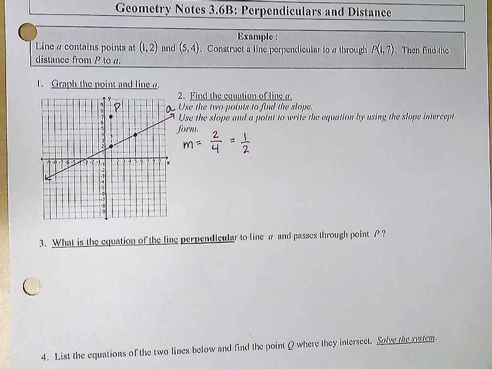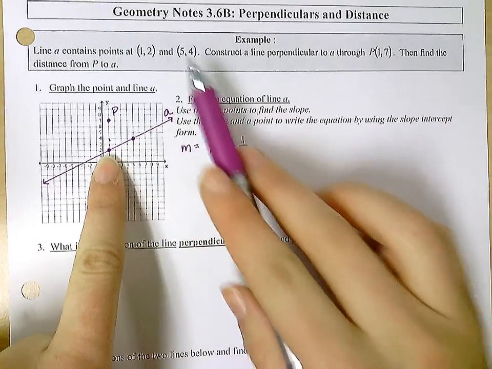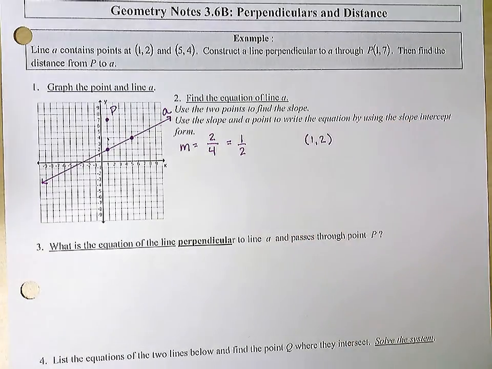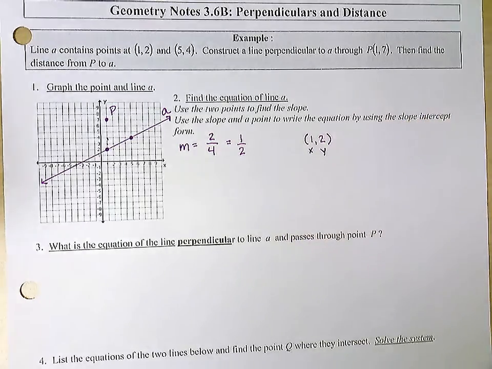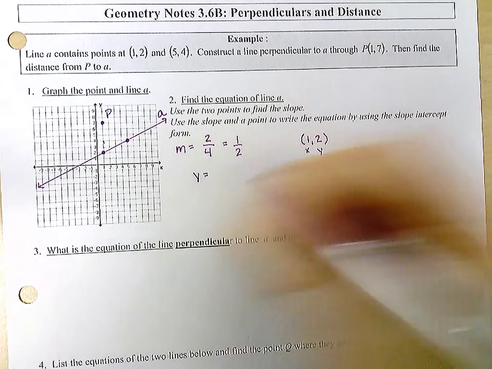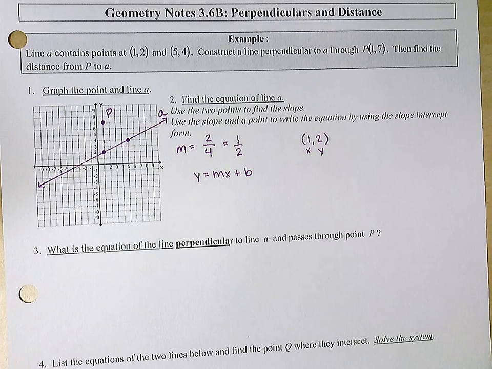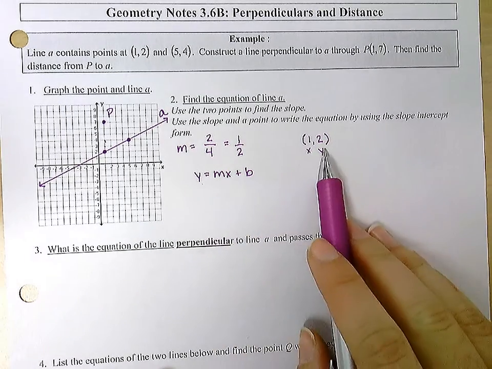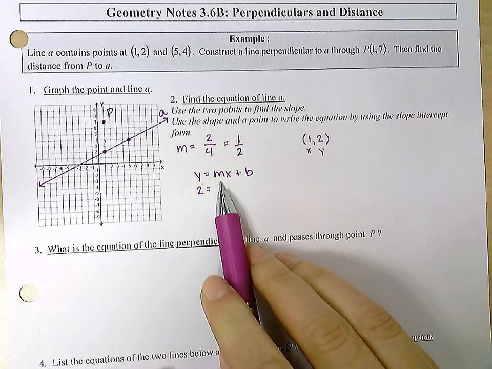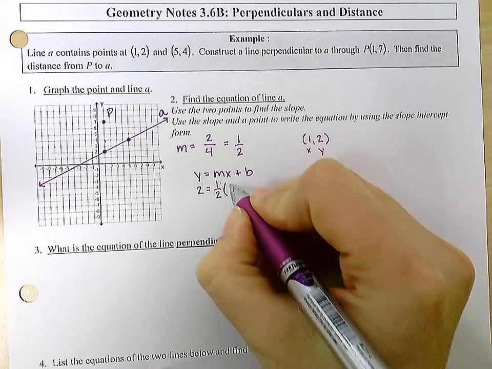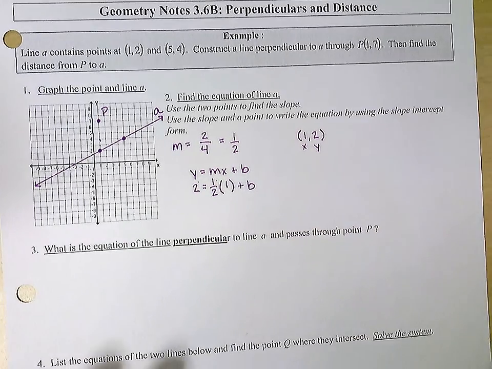Next I want to use a point that's on that line and the slope to create an equation of this line. It doesn't matter which point you use, one of the 2 that's in line A, either (1, 2) or (5, 4). I'm going to use the point (1, 2). That is your x and y value. We're going to use the equation y = mx + b, because we want to find that y-intercept. Plugging in my values, I have a y value of 2, my slope, m, is 1/2, and this x value is 1. We're solving for b.